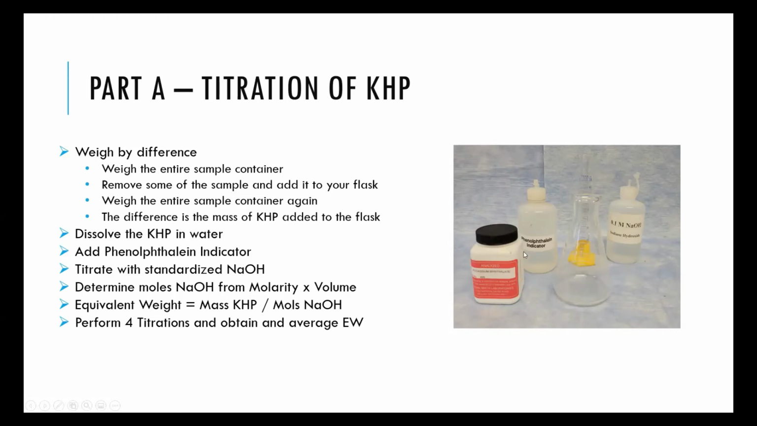What you can do is weigh the entire sample container, remove some of the sample and place it into your flask, weigh the entire sample container again, and the difference of that mass will be the mass of powder that you added to the flask itself. You're going to dissolve your sample in an amount of water, and then add about 5 to 10 drops of the phenolphthalein indicator. You're then going to titrate with a standardized solution of sodium hydroxide.